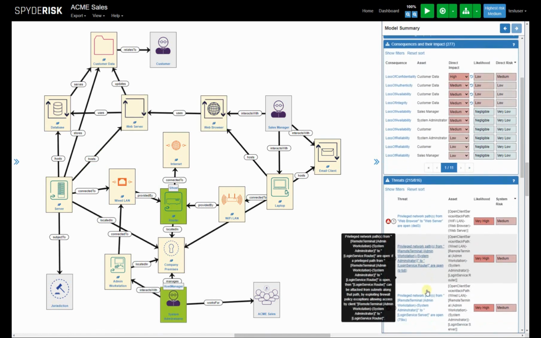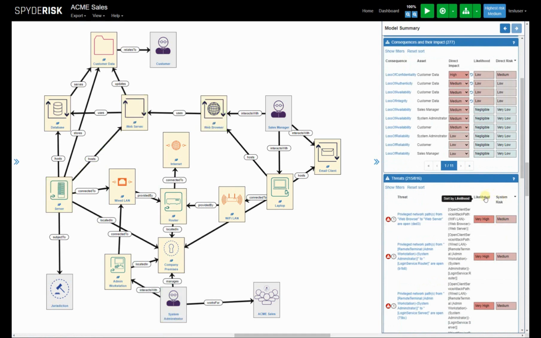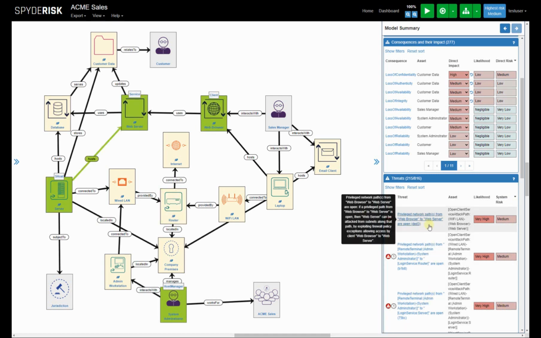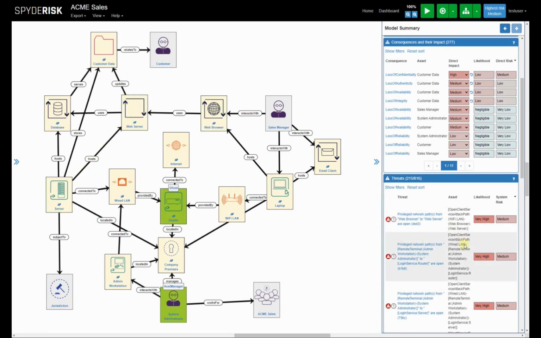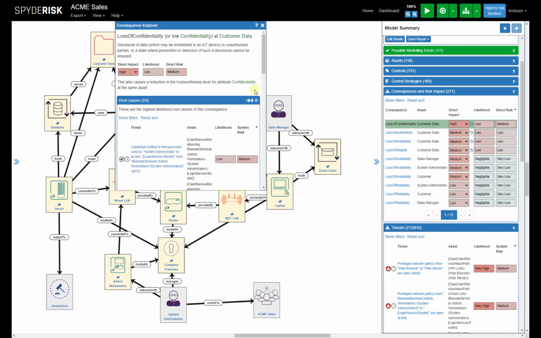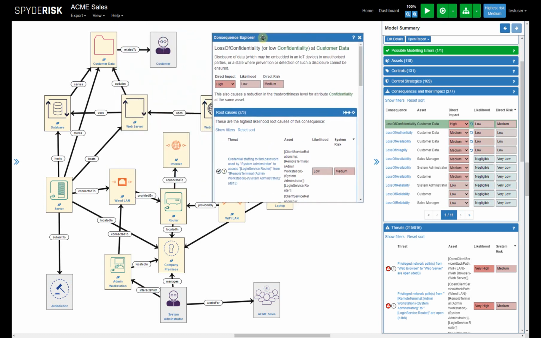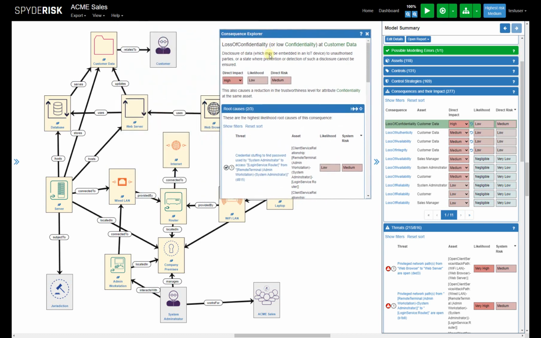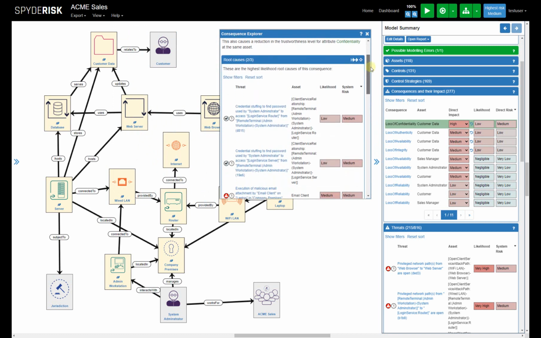You can go into the threats, and again, it's showing us those with the highest system risk first, which will be related to what we're just about to see, but it's not necessarily the simplest way in. So the easiest way in to examine what's causing your biggest problem is to click on the consequence over here in the consequences panel. This opens up what we call the Consequence Explorer, and it gives you more detail about that particular problem. First of all, it shows you what we call the root causes.